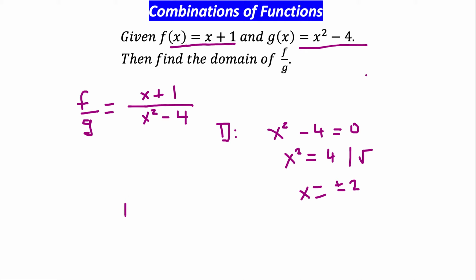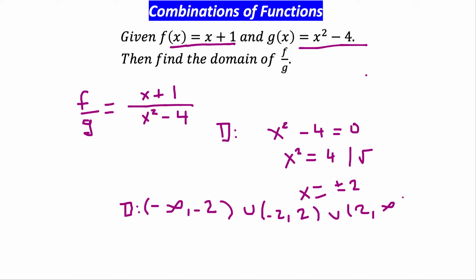And the domain now is going to be from minus infinity to minus 2. So minus 2 is not going to be included in the domain, and union from minus 2 to 2, and union from 2 to infinity.